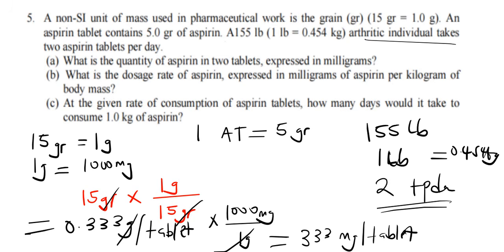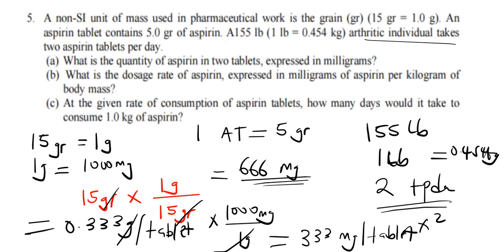Now this person is taking 2 tablets. What is the quantity of aspirin in 2 tablets? So in this case, our answer was supposed to be multiplied by 2. So we're going to multiply this figure by 2. I'm going to have about 666 milligrams. Okay, so that would be the answer for the first one.